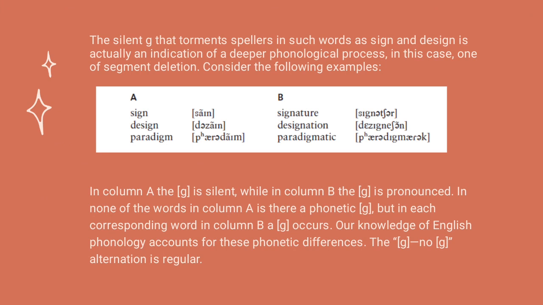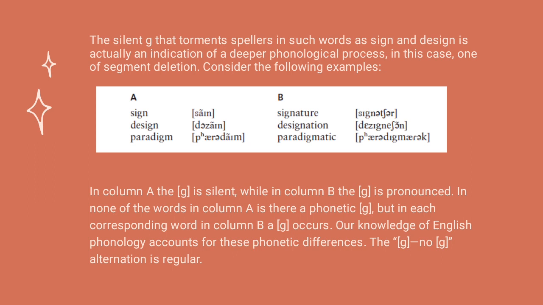So this is the explanation. In column A, the g is silent, while in column B, the g is pronounced. In none of the words in column A is there a phonetic g, but in each corresponding word in column B, a g occurs. Our knowledge of English phonology accounts for these phonetic differences. The g and non-g alternation is regular.